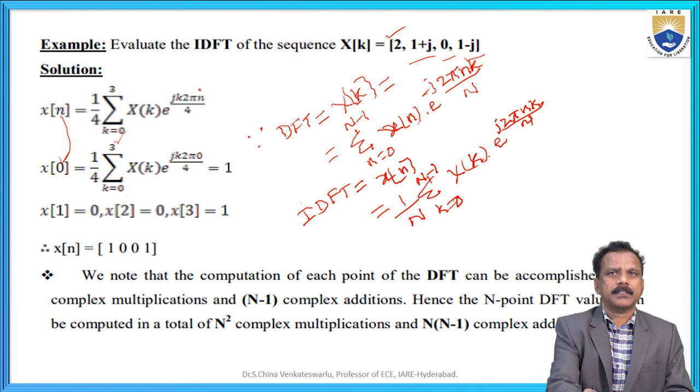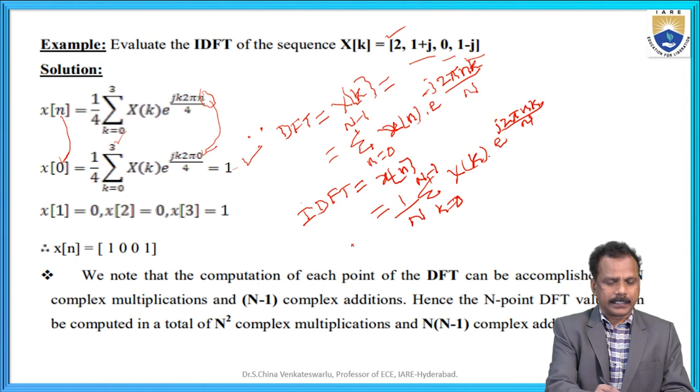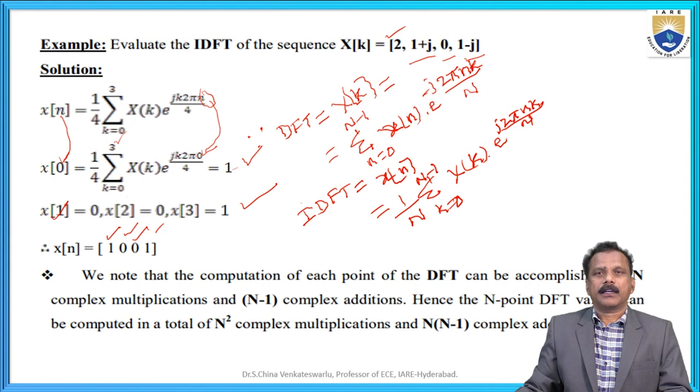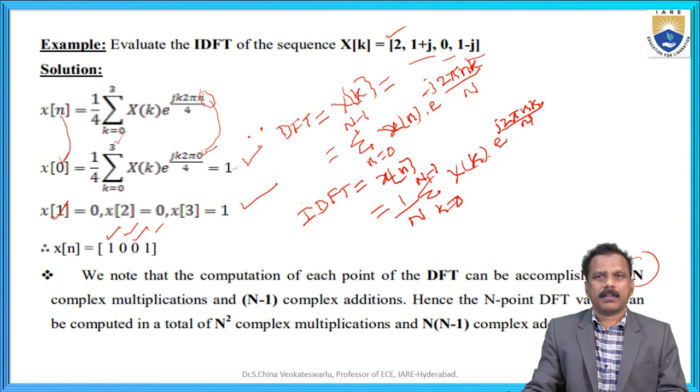After substituting all the values, x of 0 is equal to 1. Next, x of 1 is 0, x of 2 is 0, and x of 3 is 0. So we know that x of n is equal to 1, 0, 0, 1. Like this, we note that the computation of each point of the discrete Fourier transform can be accomplished by capital N complex multiplications and N minus 1 complex additions.